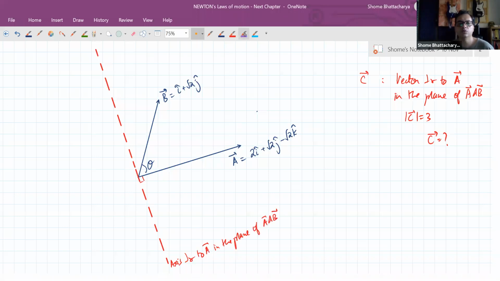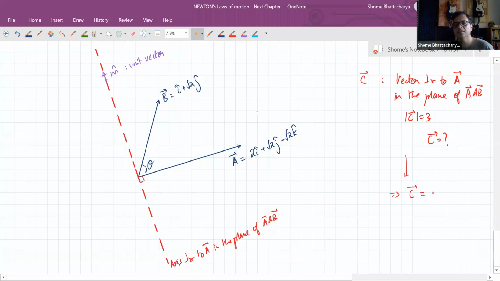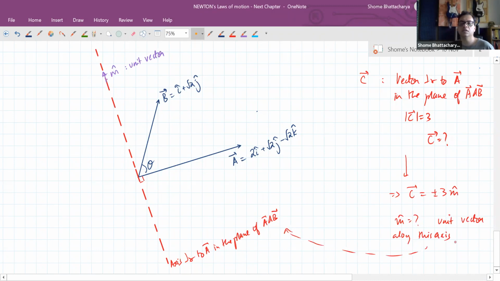Okay. So now if I want to define a unit vector along this axis, let's say m cap. Okay, this is a unit vector along that axis. Then what will be my vector C? My vector C will therefore become either plus or minus 3 times that unit vector. So I just need to find out the unit vector along this axis. Which axis? This one. This is what I need to find.